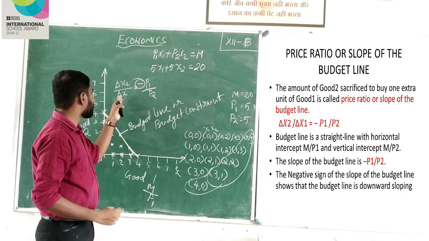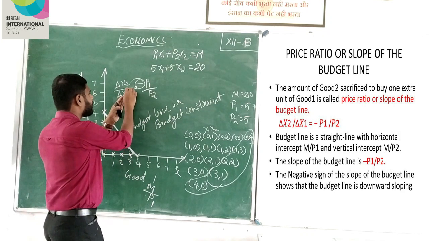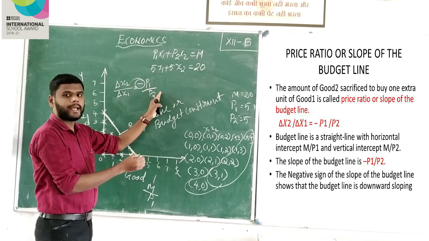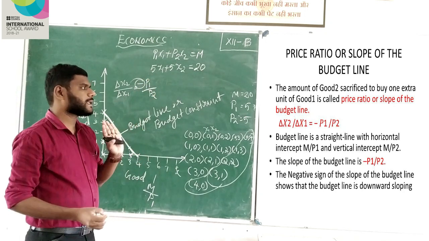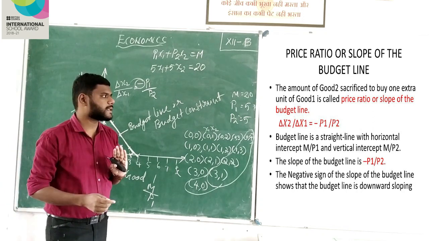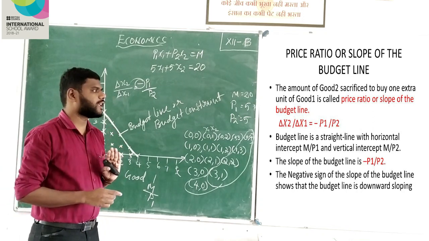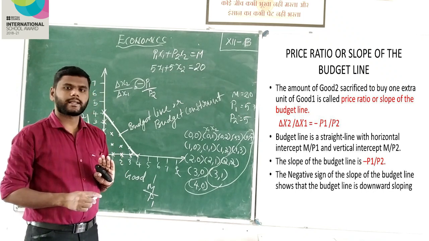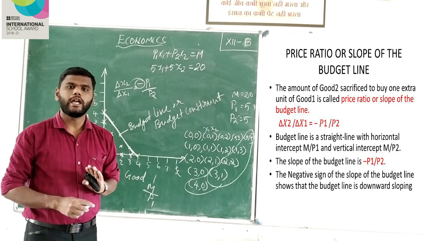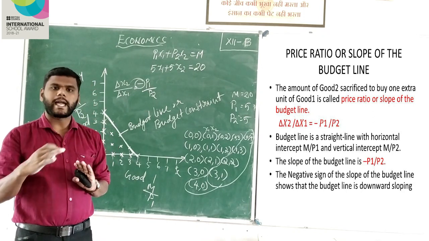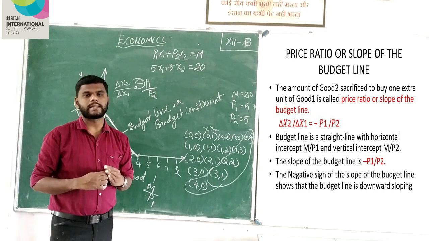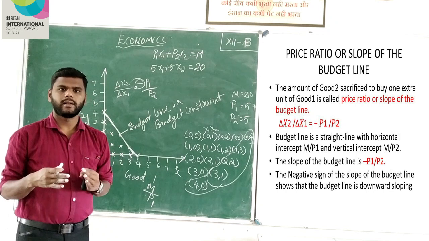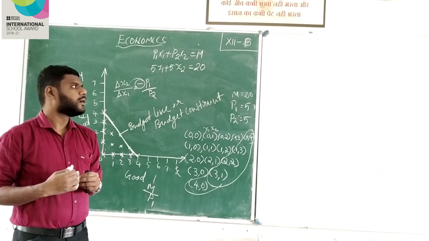That is, delta x2 divided by delta x1 is equal to minus P1 divided by P2. The budget line is a straight line with horizontal intercept m divided by P1 and vertical intercept m divided by P2. The slope of the budget line is minus P1 divided by P2, and the negative sign shows it is downward sloping. Till this, I think it is clear.